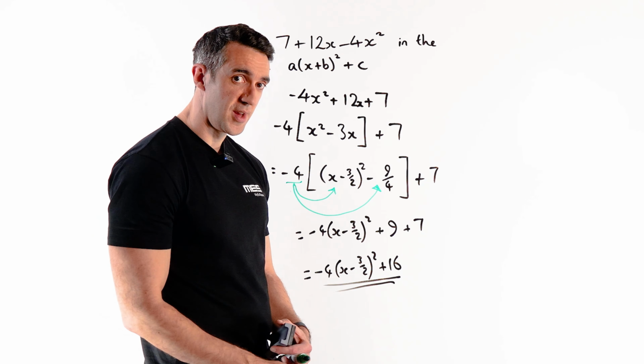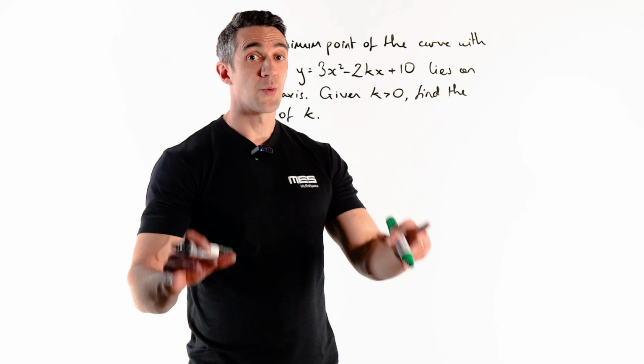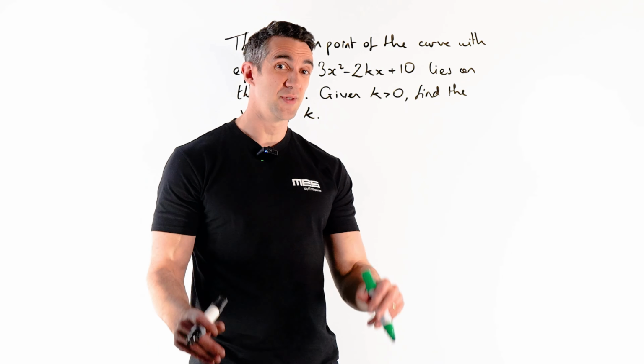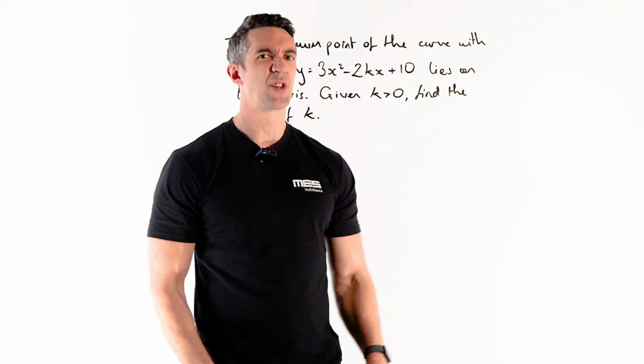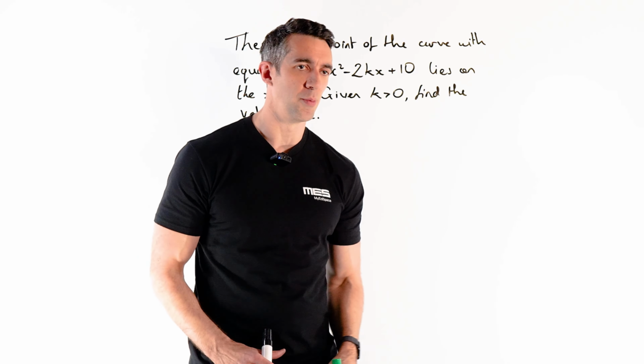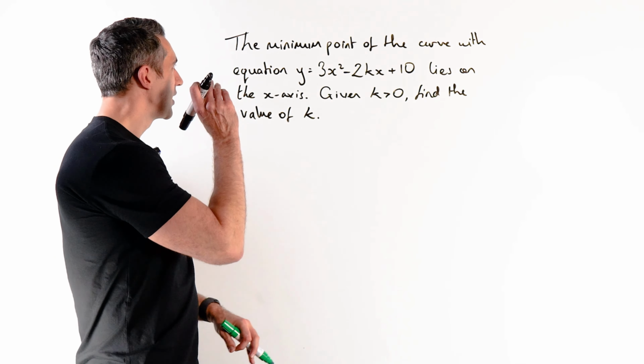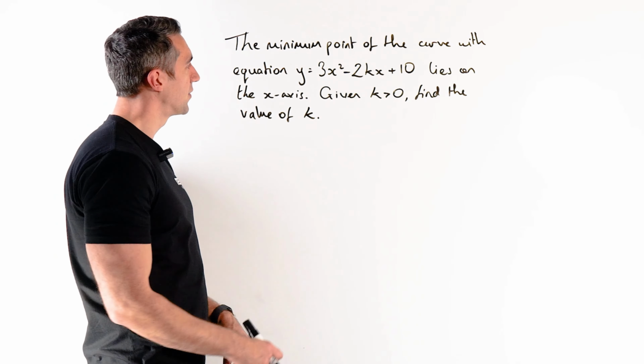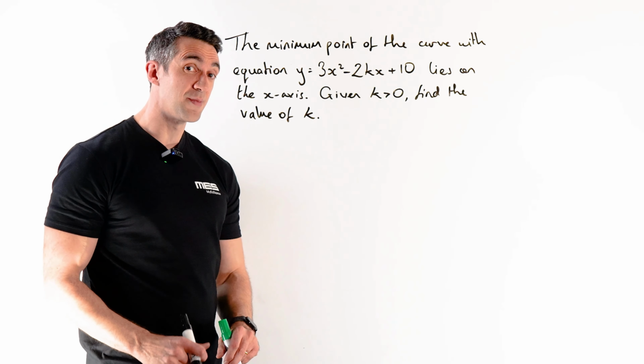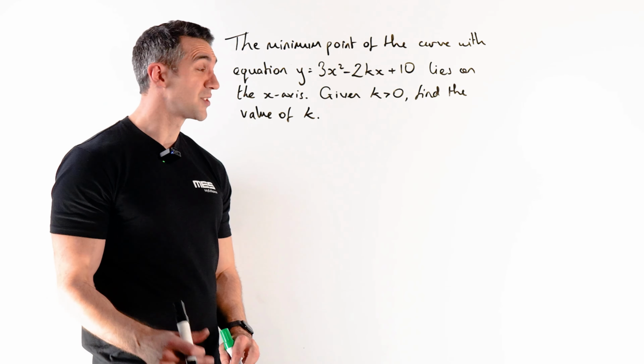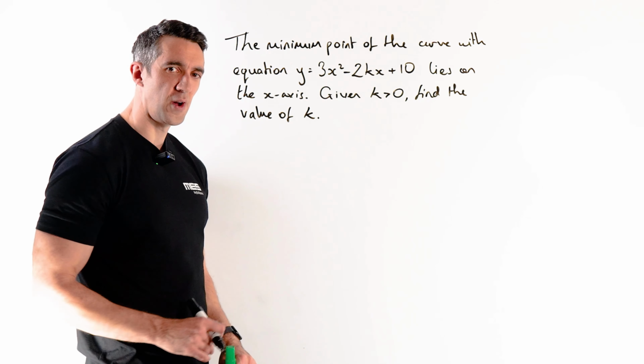So we're going to have a look at another example. We're going to put those completing the square skills into practice by having a look at an applied question where we're going to use it to solve a problem. We've been told the minimum point of the curve with equation y equals 3x squared minus 2kx plus 10 lies on the x-axis. Given that k is greater than 0, find the value of k.